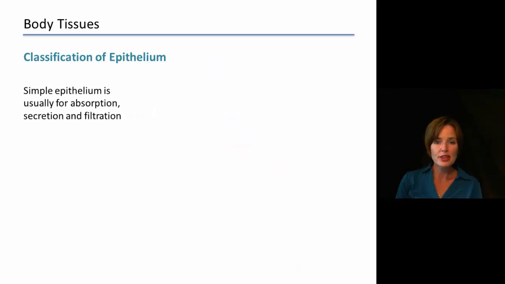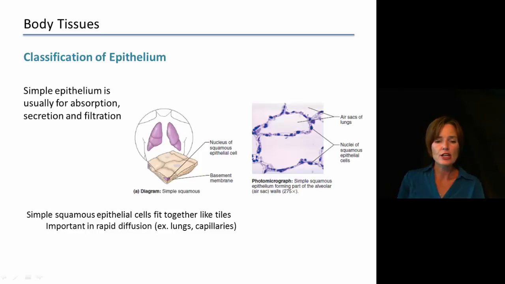If we classify the epithelium tissue more, simple epithelium, so a single layer of cells, this is going to be primarily for absorption, secretion, and then also filtration. And here you can see an example of that. Simple squamous will be one layer of cells that are tightly fit together, and these are going to be very important in some cases for rapid diffusion. The lungs are a place where we do see this. We also see this in the capillaries, where they need to be able to get oxygen into those capillaries.